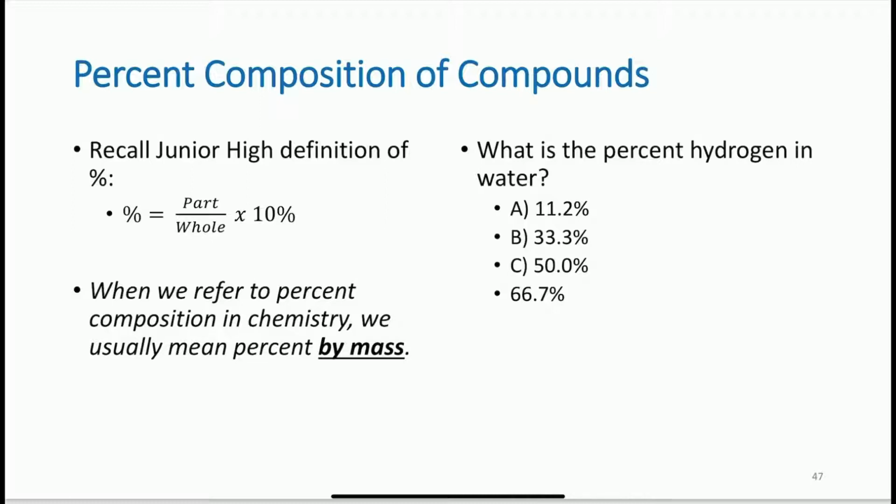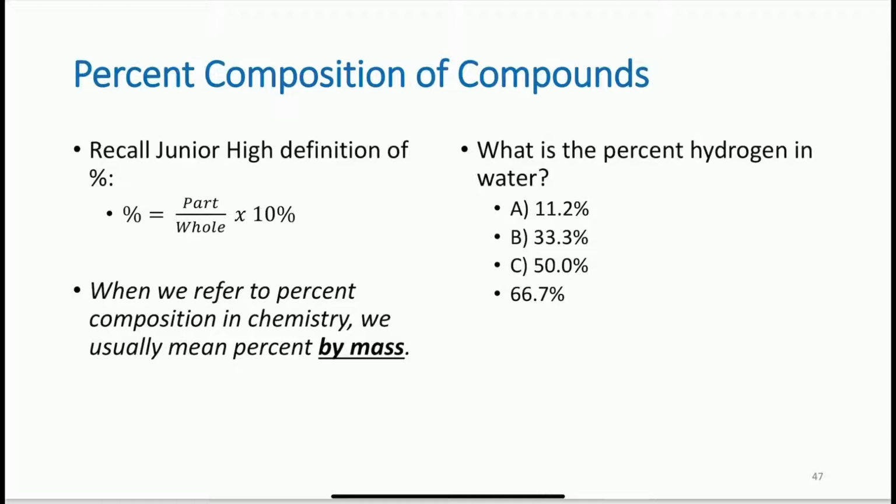Recall your junior high definition of percent. Percent is your part divided by the whole times 100%. When we refer to percent composition, we mean percent by mass, not percent of what element we have to each other. What do I mean by that? Let's look at this example. What is the percent hydrogen in water?